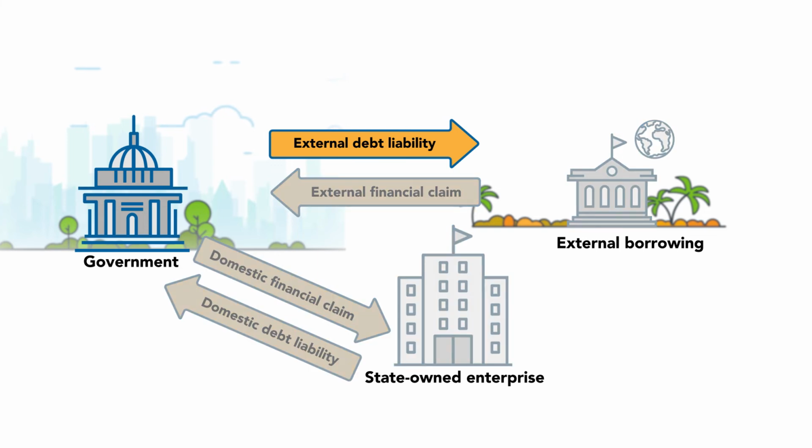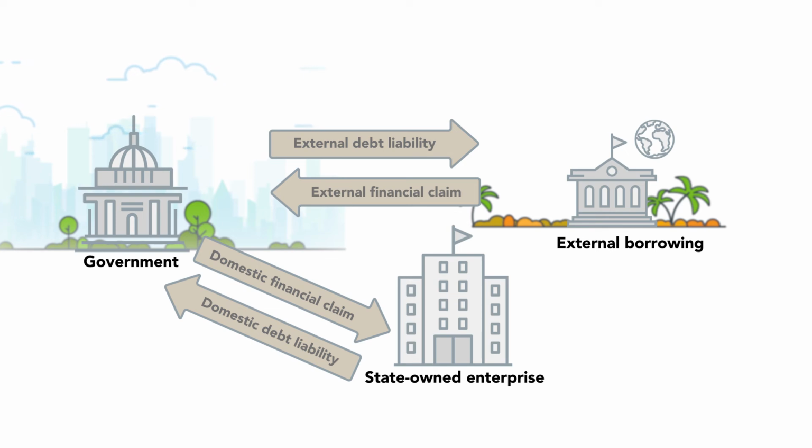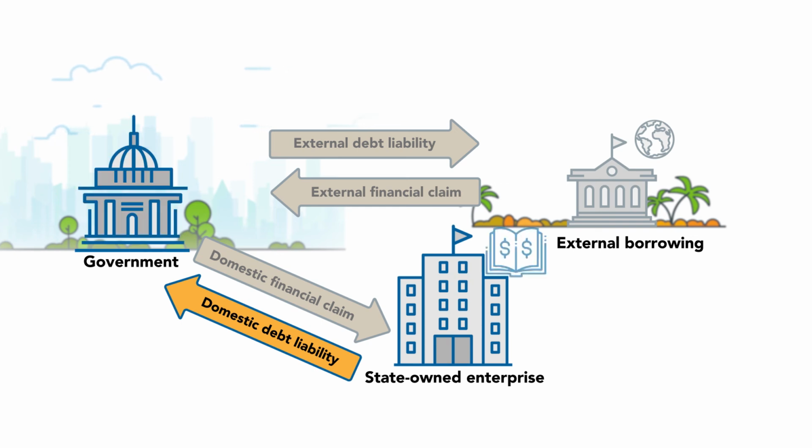Thus, government has a debt liability to the foreign bank. The repayment of this external debt liability is recorded in the books of the government, even if the borrowed funds were on-lent to the state-owned enterprise, and if the state-owned enterprise is, in practice, repaying the foreign bank directly. Similarly, the repayment of the state-owned enterprise's domestic debt liability to the government is recorded in the books of the state-owned enterprise, regardless of what happened in practice. As you can see, we record these economic events separately and do not offset them against each other.